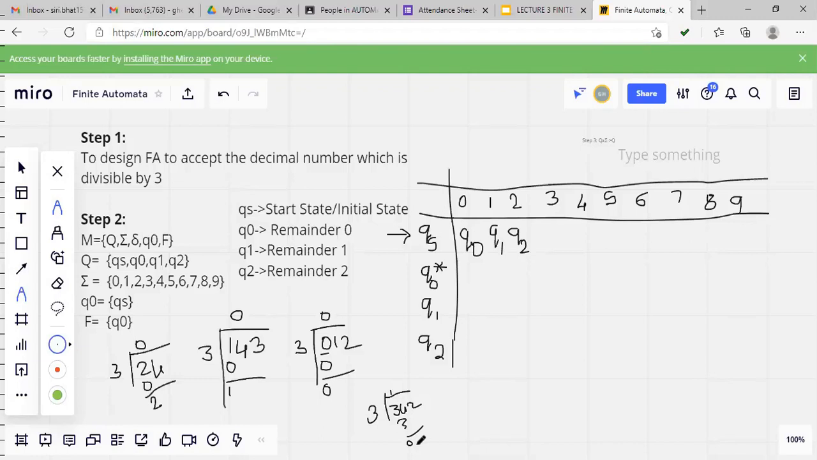So where should we go? What should I write here? QS on 3. What should I write? QS on 3? Q0. Q0, right? Because the remainder is 0. Very good. So it should be Q0.